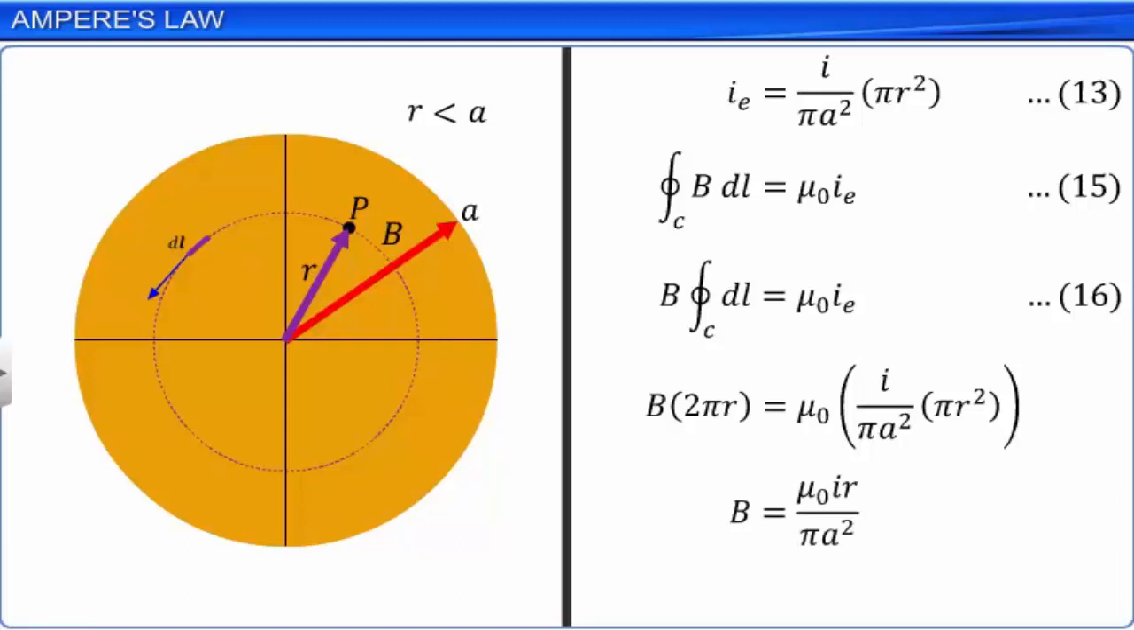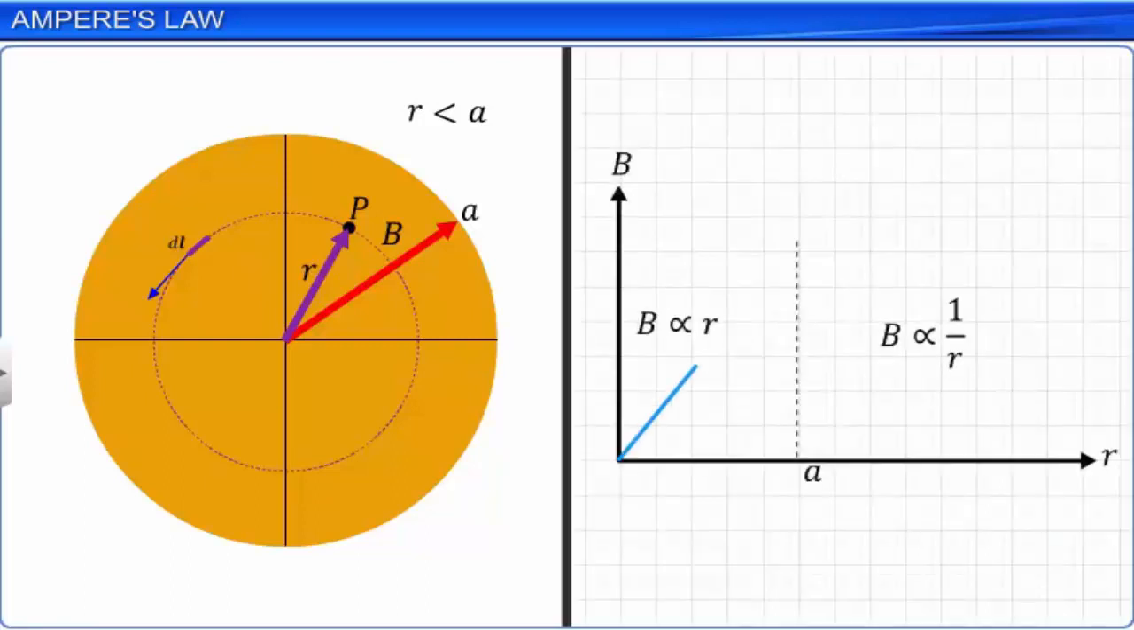This equation shows that for all points where r is less than a, the magnetic induction B is directly proportional to r. If we plot a graph taking the distance from the center on the x-axis and the magnetic field induction on the y-axis, the graph is as shown. From the graph, it is clear that the magnetic induction varies linearly from the center of the cross-section of the wire to the periphery of the wire. And for all the points outside the conductor, the magnetic induction decreases with the increase in the distance from the center of the wire.